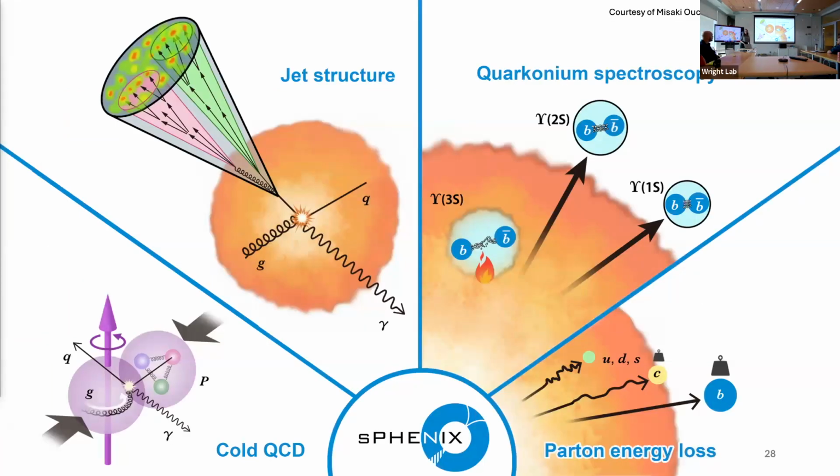This is the sPHENIX physics program overview. I'm very biased, and so I'm going to mostly talk about jets: jet structure, understanding the energy loss of jets, also looking at different flavors of jets, heavy flavor, that type of stuff. sPHENIX also has a lot of interest in doing Upsilon spectroscopy, looking at the epsilon states specifically. And finally, sPHENIX has a cold QCD program, which I'm not going to talk about, but is also one of the major driving points for the proton-proton running that we discussed with polarized protons.